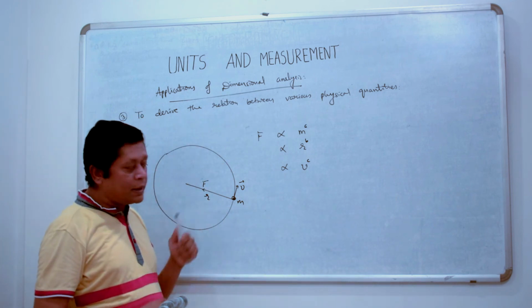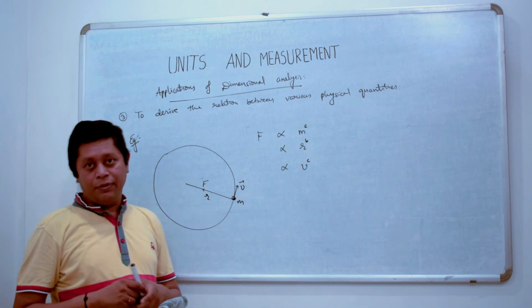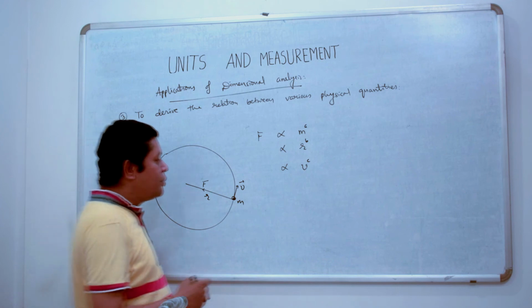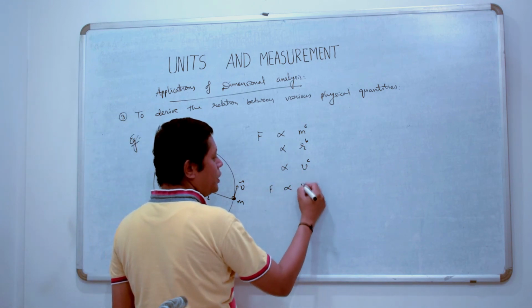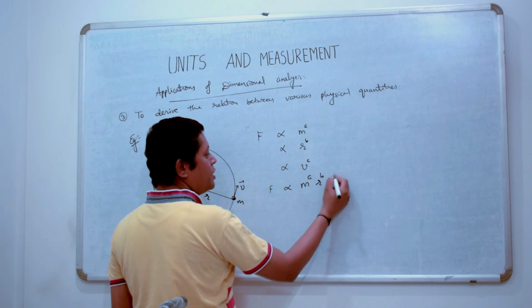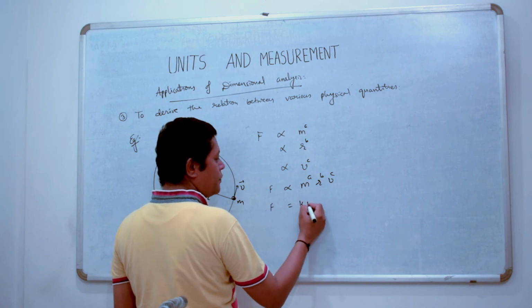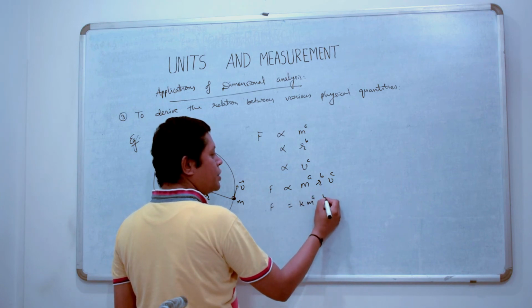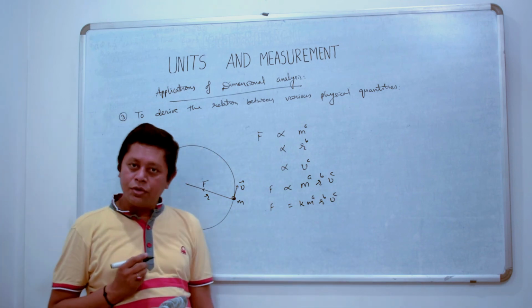So we can derive this relation, we can find the value of a, b and c using the concept of dimensional analysis. Here we can say that F may depend on all these factors. Combining all this, m raised to a, r raised to b, v raised to c, and letting the proportionality constant be k, we can write the relation as F = k m^a r^b v^c.